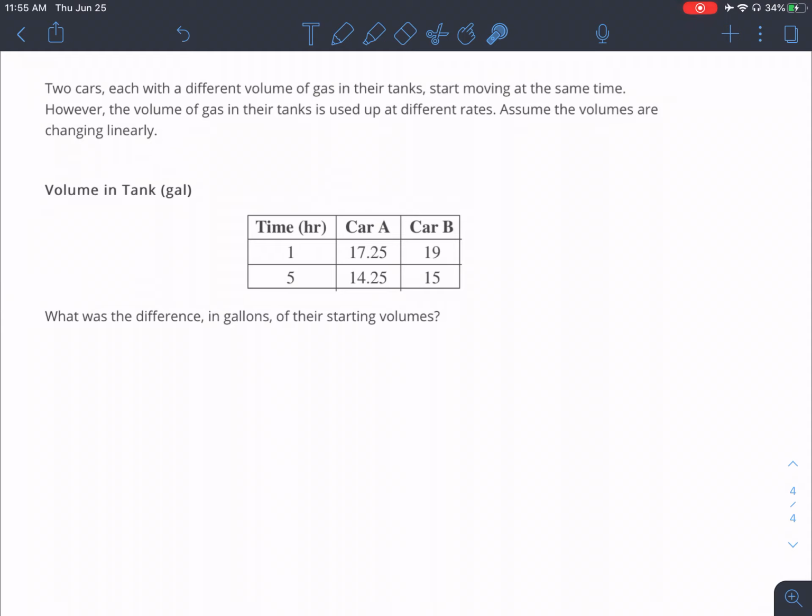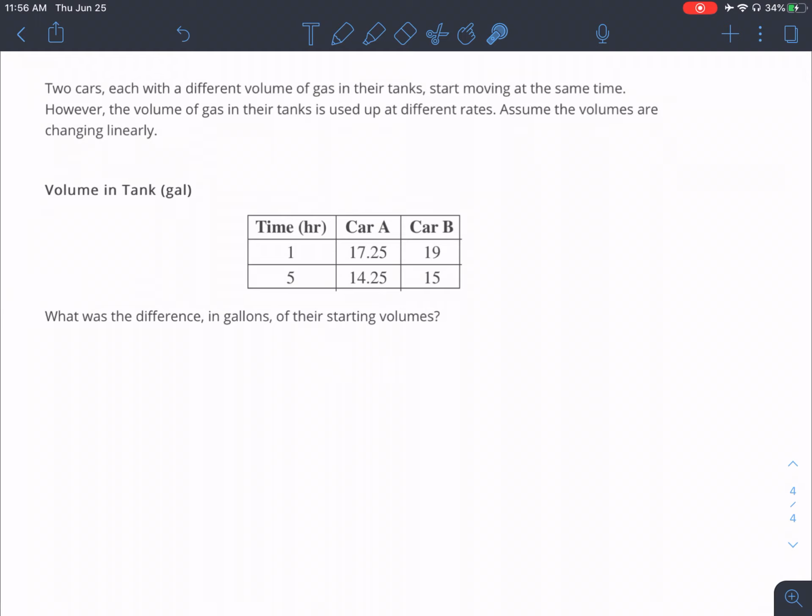So here's this little table telling us the volume in the tank in gallons. It says that within 1 hour, car A's tank had 17.25 gallons and car B had 19. And then after 5 hours, they were driving for 4 hours. So obviously their gas was being used up, so it would decrease, right? Which makes sense. So car A at 5 hours now had 14.25 gallons and car B now had 15 gallons. So the question is, what was the difference in gallons of their starting volumes?